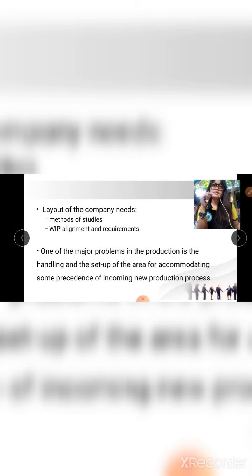One of the major problems in production is handling and setup of the area for accommodating some precedents of incoming new production process. In manufacturing, a process layout is a design which aims to improve the efficiency by arranging the stations according to their function. The production line should ideally be designed to eliminate waste in material flows and management. In process layout, the workstations and machinery are placed or arranged by their corresponding sequence according to their similarity of workshop.